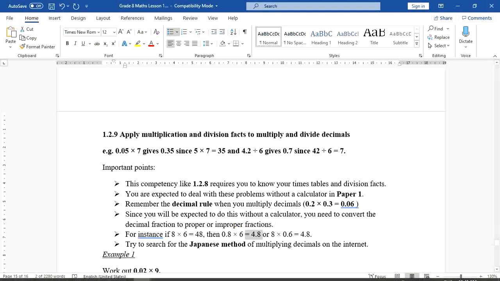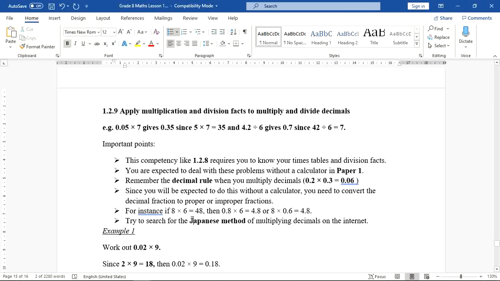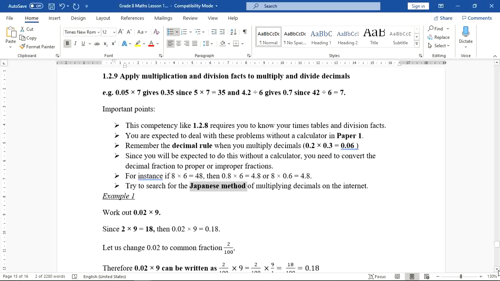Okay. Now, there's another way to do this. There's a method called the Japanese method. You can also go on the internet and find out how it works. It's a very interesting method. The Japanese people hardly use a calculator for multiplication and division with decimals. They just use that method called the Japanese method. All right, let us look at example number 1.